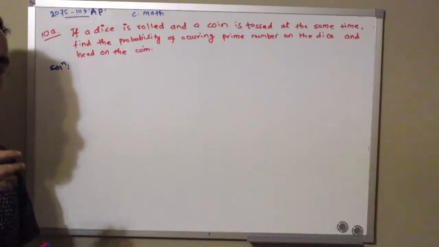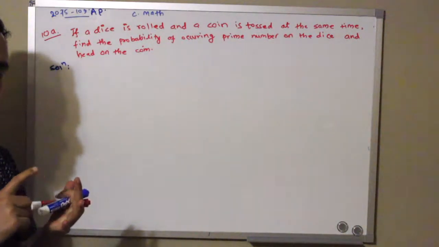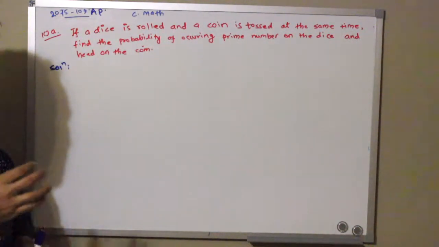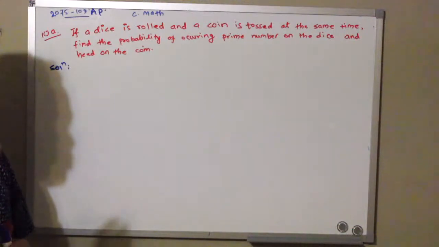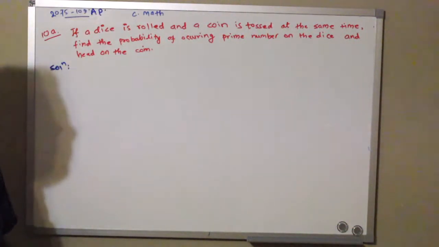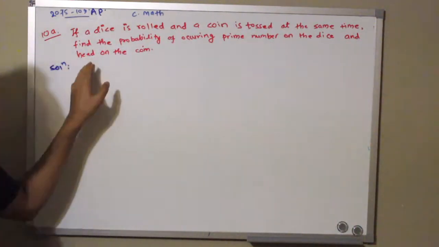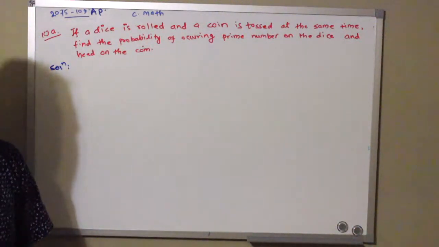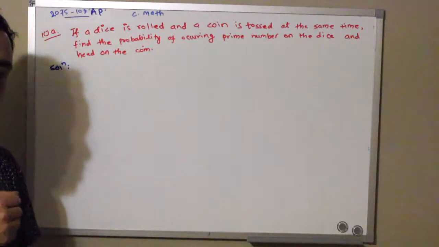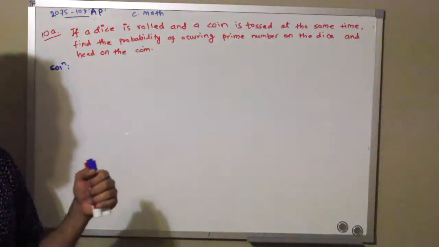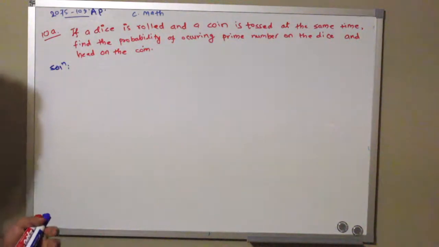Firstly, you have to know what the prime numbers in a dice are. There are 1, 2, 3, 4, 5, 6. Out of them, 2, 3, 5 are the prime numbers. There could be a prime number on a dice and head on the coin. What is the probability of having a prime number on the dice and head on the coin?